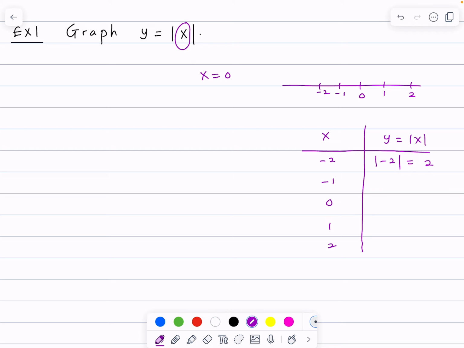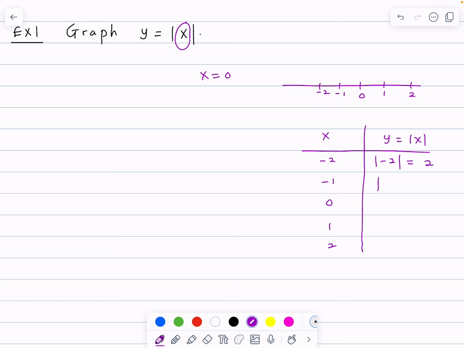In a previous video that I made, I explained in detail why absolute value of -2, for example, is equal to 2. In that video, I think it was absolute value of -5. I explained it in detail, so I'm going to put the link to that video in the description of this video.